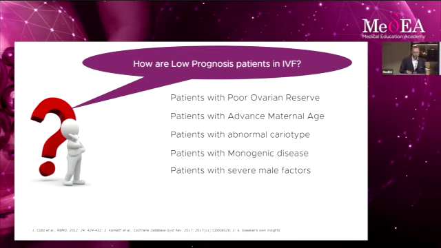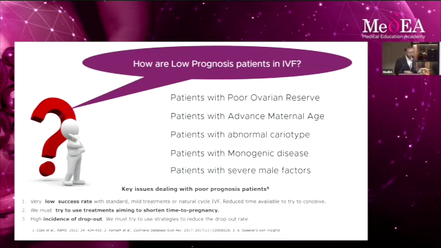And also poor prognosis patients are patients with severe male factors, because of course we cannot forget the male partner. All these patients will have a lower pregnancy rate. Of course, we have a higher incidence of dropout. And also, of course, in these patients we need to try to optimize the time, because time for these patients will be very crucial.